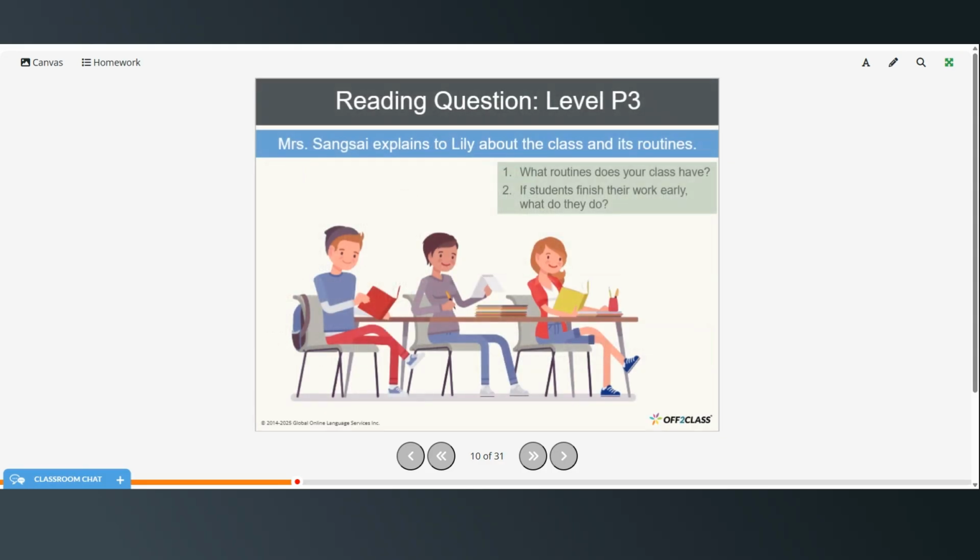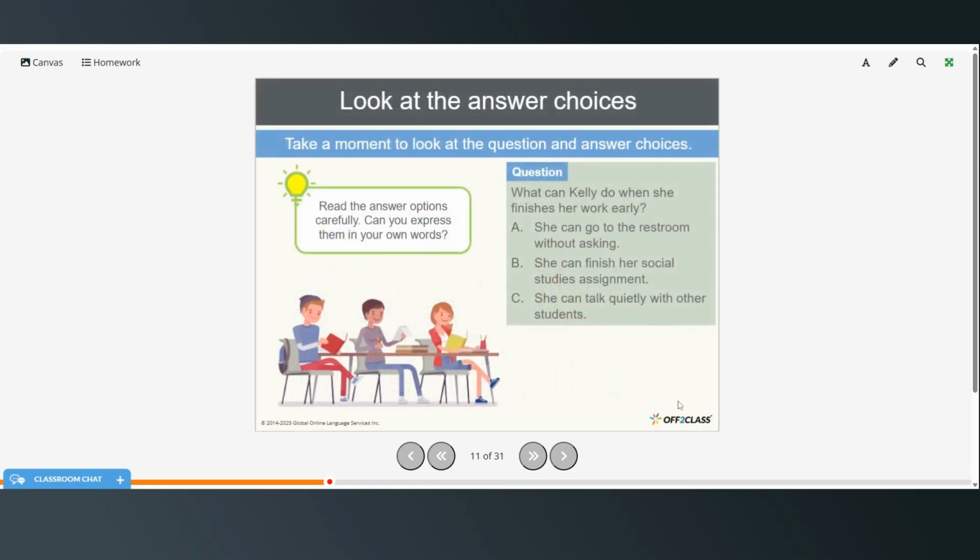Now Mrs. Sangsai explains to Kelly about the class and its routines. And you can think about what routines your class has. And if students finish their work early, what do they do? Again, pause the video, read the answer options carefully, and then see if you can express each of the answer options in your own words.